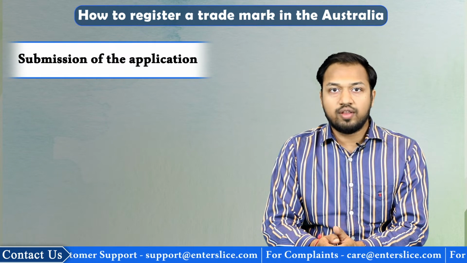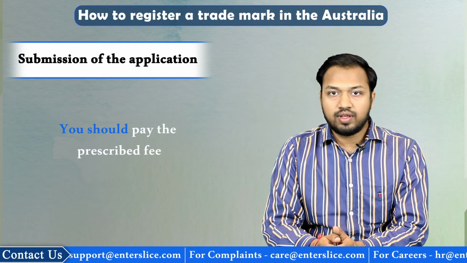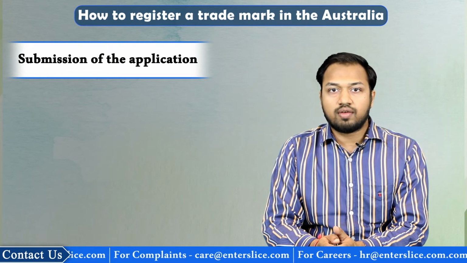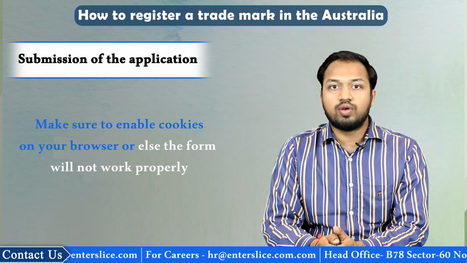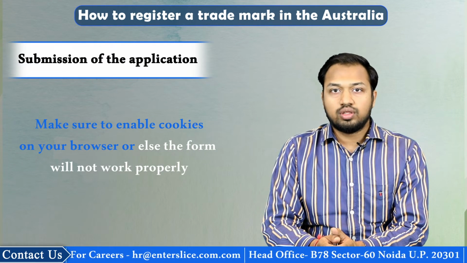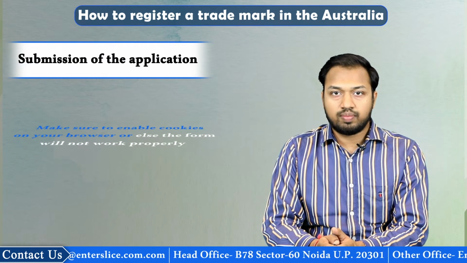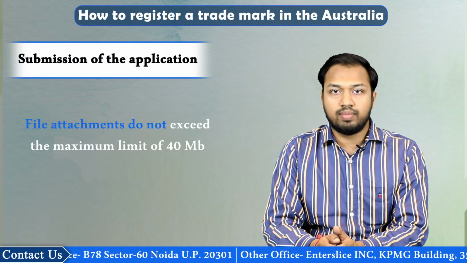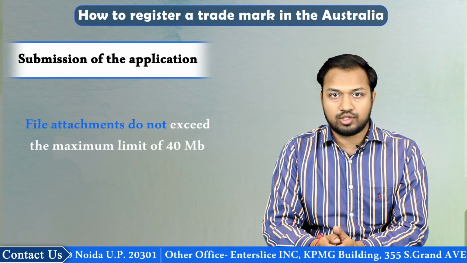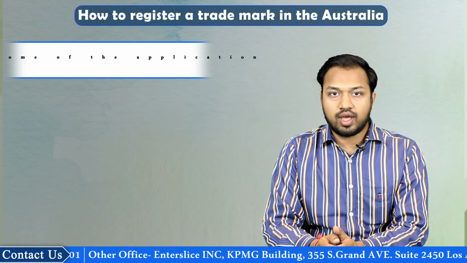The fifth step involves submission of the application. Considering that you have the required information, you should pay the prescribed fee. Make sure that your browser is JavaScript enabled. Make sure to enable cookies on your browser or else the form will not work properly. Also make sure that your computer's cache is set to refresh every page. Ensure that file attachments do not exceed the maximum limit of 40 MBs to allow uploading and conversion of the image.